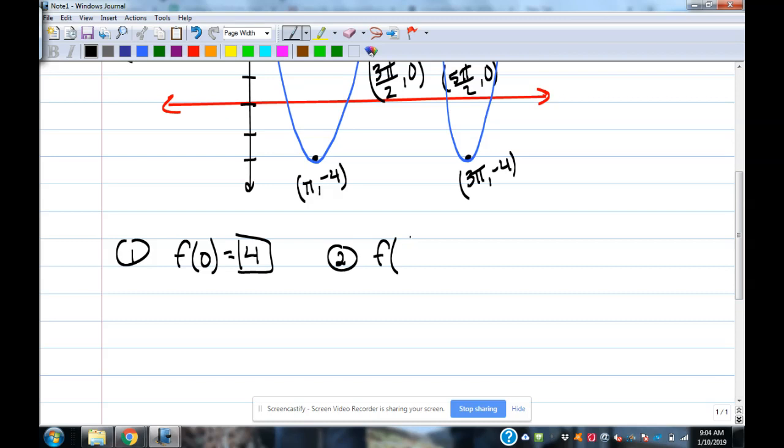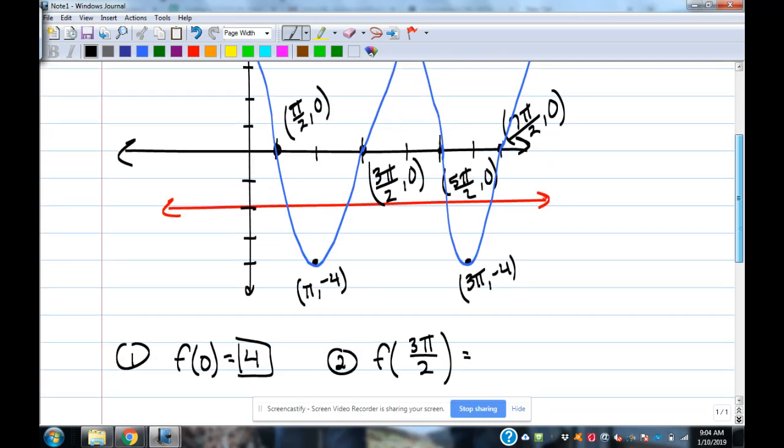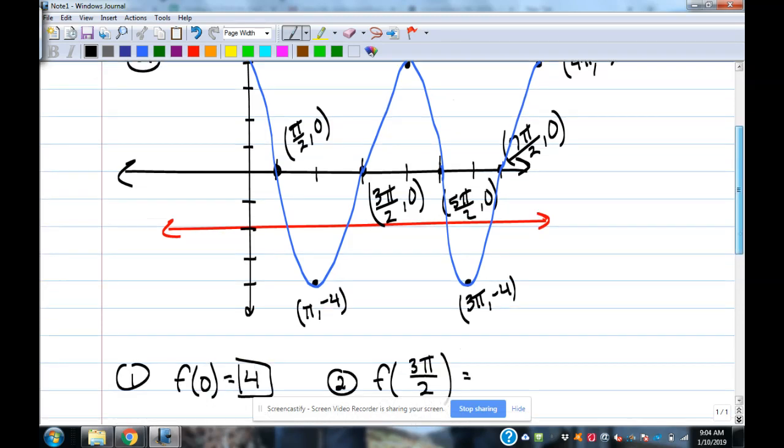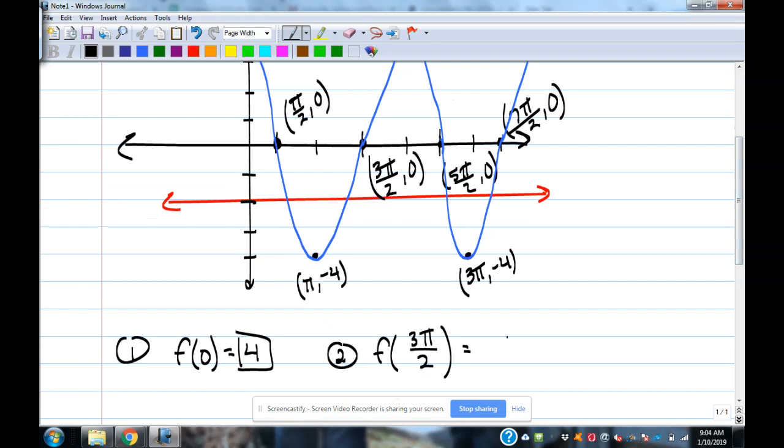Maybe they ask for f of 3 pi over 2. So 3 pi over 2. This is pi over 2. There's pi. There's 3 pi over 2, or 1.5 pi, which is that. So the y value for that is 0. So when they ask you for a function value, they're asking you for the y value.